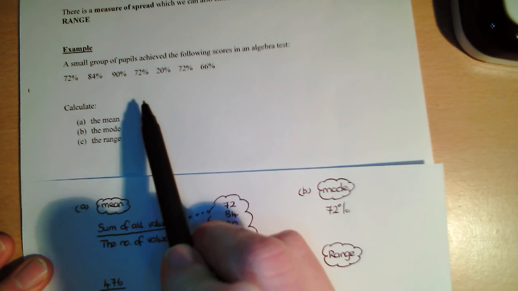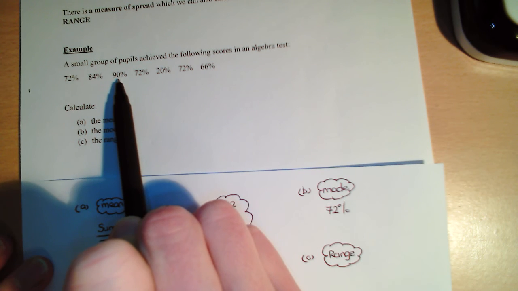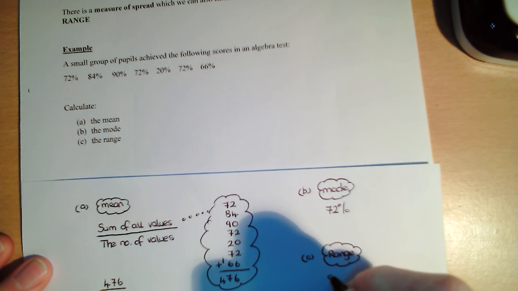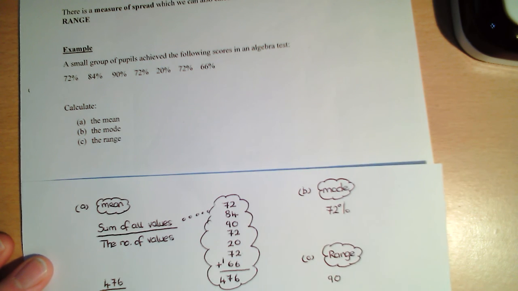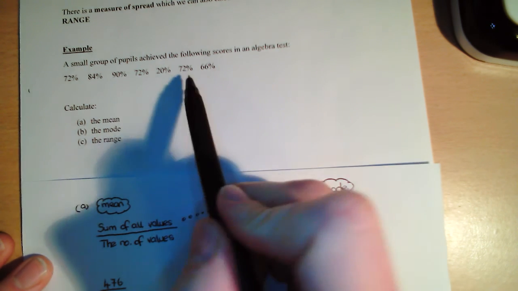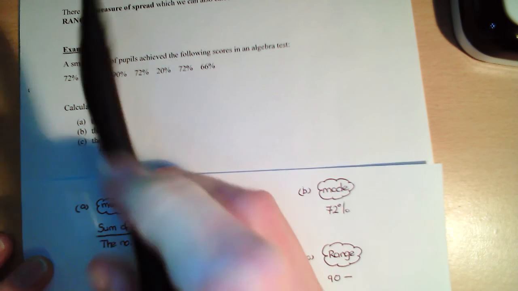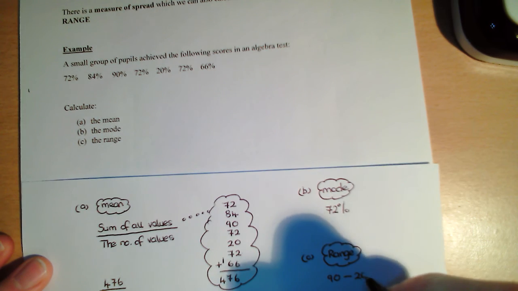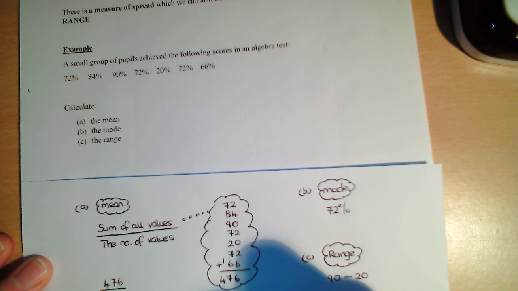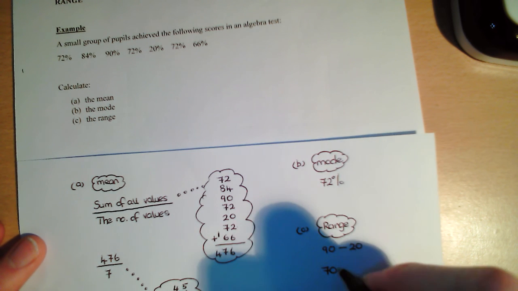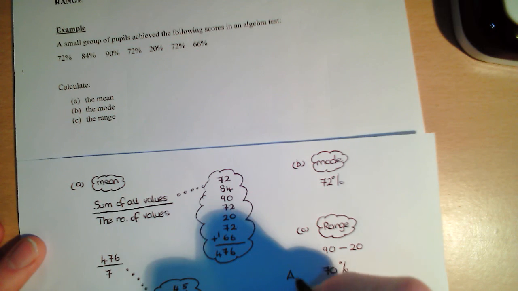So if we go to the list, the largest value is 90. So I want to see you write down the largest, and then we subtract the smallest. So smallest value in the list is 20, and then that's just going to give us 70. And again, just like part A and part B, make sure you put units in your answer. So 70%.